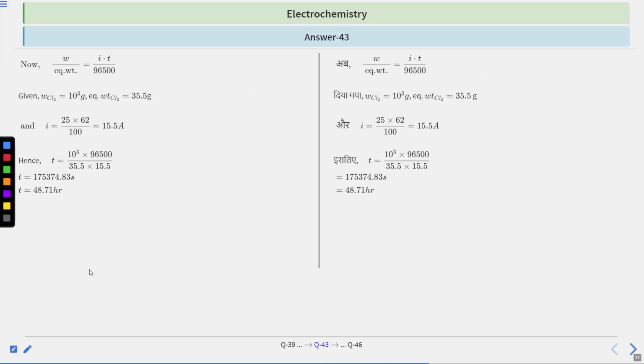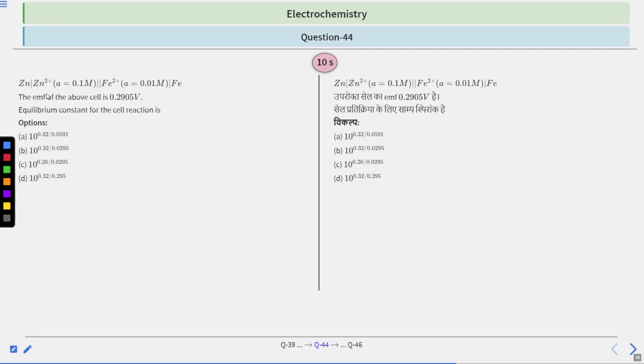Okay, moving to the next question, question number 44. Zn | Zn2+ (0.1 molar) || salt bridge || Fe2+ (0.01 molar) | Fe. The EMF of the above cell is 0.2905 volt. We have to find the equilibrium constant for the cell reaction.